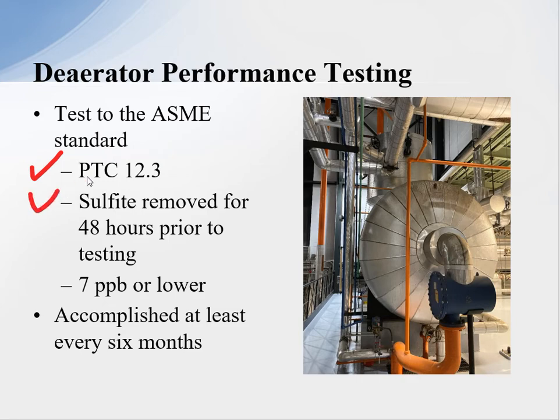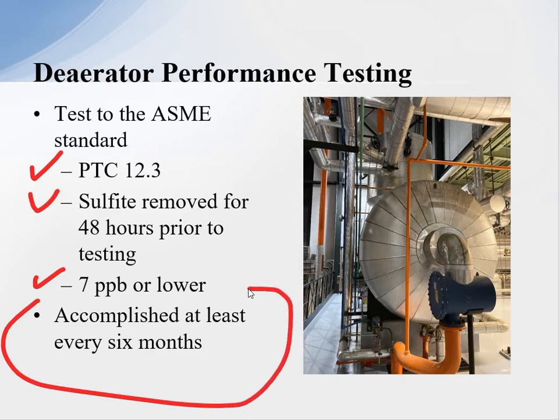Sulfite is removed 40 hours prior to testing, so we don't want any sulfite in the deaerator. We want a true performance of the deaerator without sulfite. Now, we achieve or do not achieve 7 parts per billion or lower. If the deaerator is running at 7 parts per billion, then we use sulfite to drive the dissolved oxygen close to 0. This test should be done at least every 6 months, and now today plants have online measurements. So it's really a critical test.